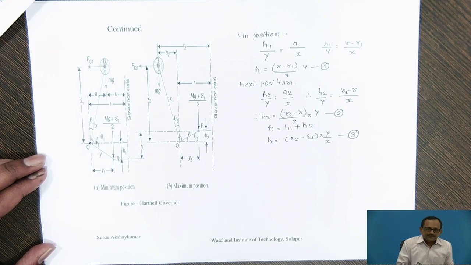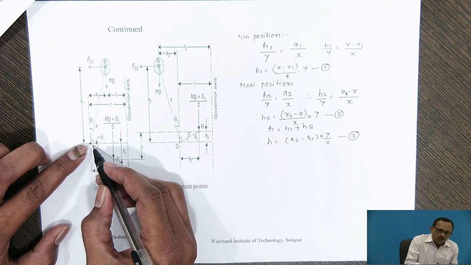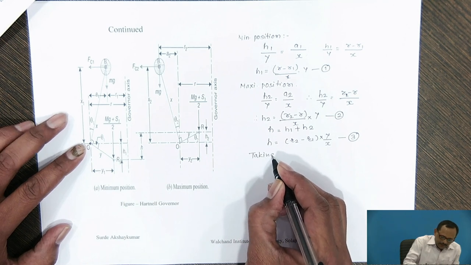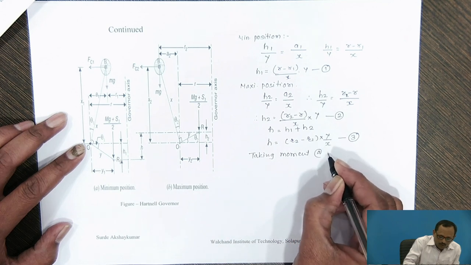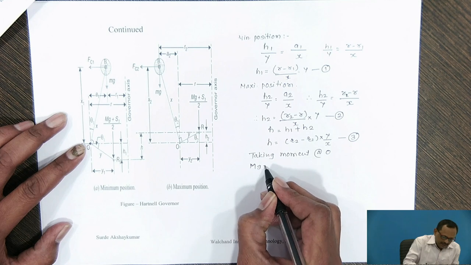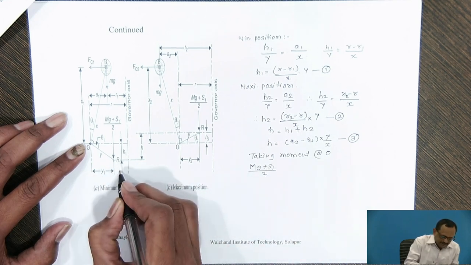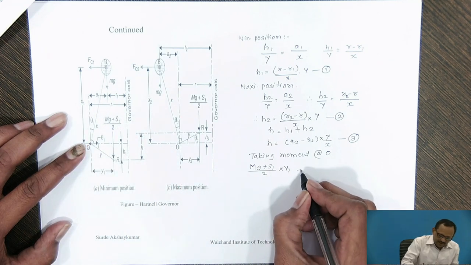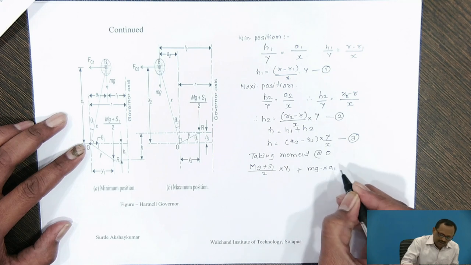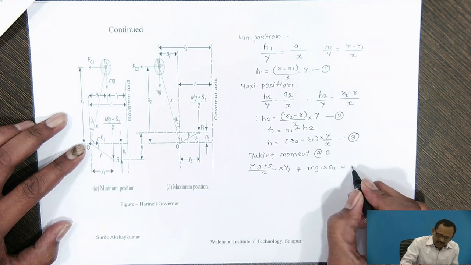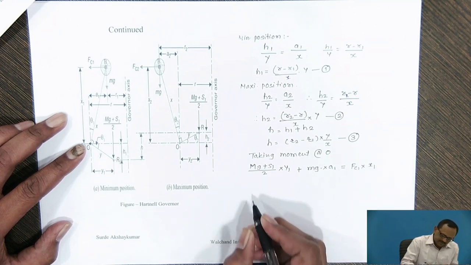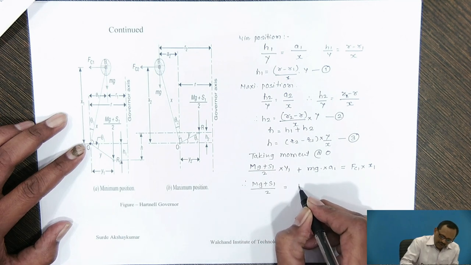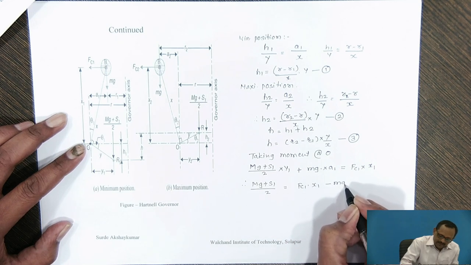Now, we will take the moment about the pivot point of the fulcrum, where y1, x1 are the obliquity effect of the arms of the bell crank lever. So, taking the moment about point O, we get (mg plus s1) divided by 2 into the perpendicular distance y1, then mg into a1, is equal to the centrifugal force acting on the fly ball fc1 into x1. So, (mg plus s1) divided by 2 is equal to fc1 into x1 minus mg into a1.